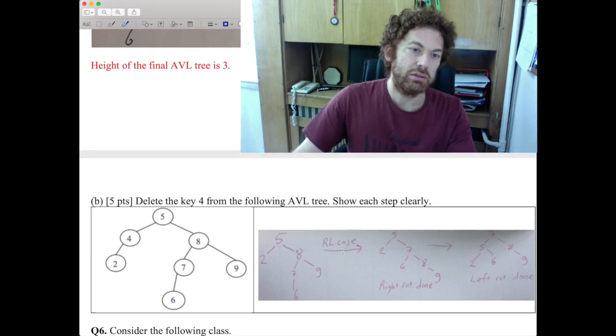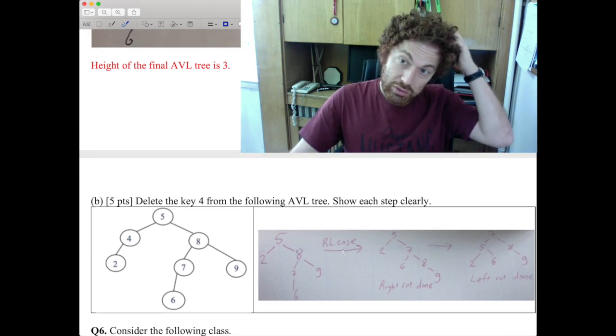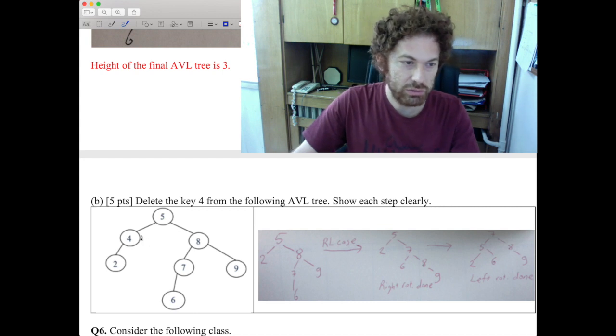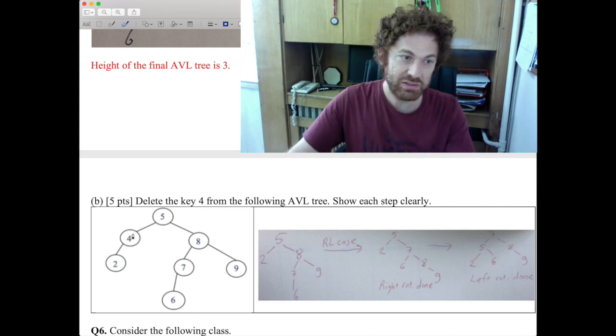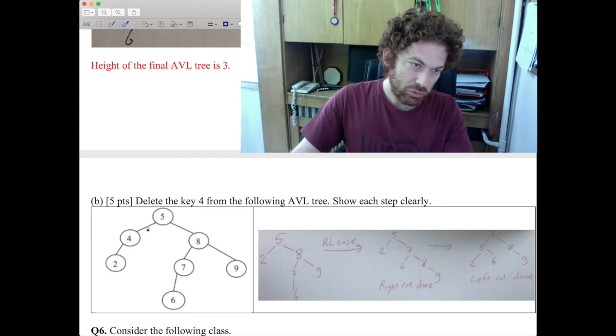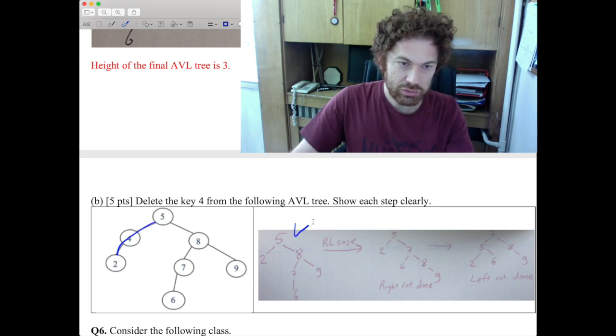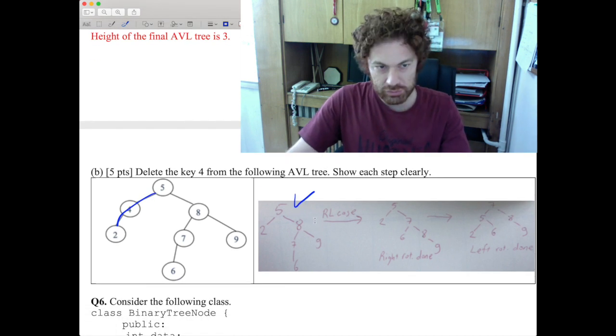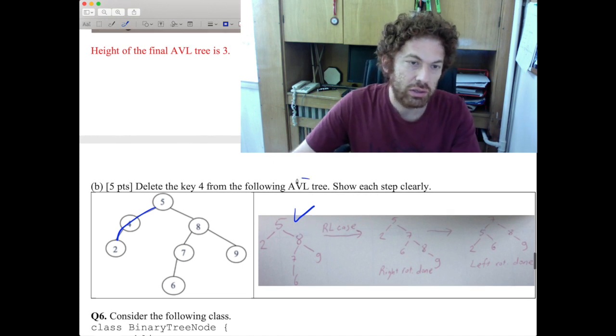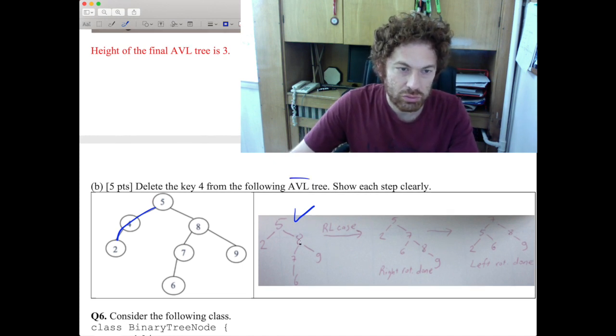Let's delete something then. We will first do a regular binary search tree deletion. In this case, 4 has one child, so you will do the bypass tactic. So this will be your result. Of course, it is not sufficient because it is supposed to be an AVL tree. So what's the problem here?